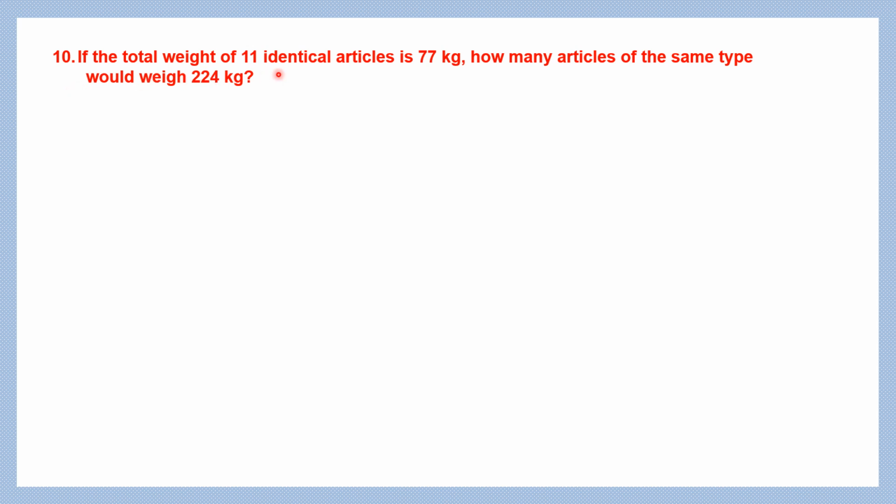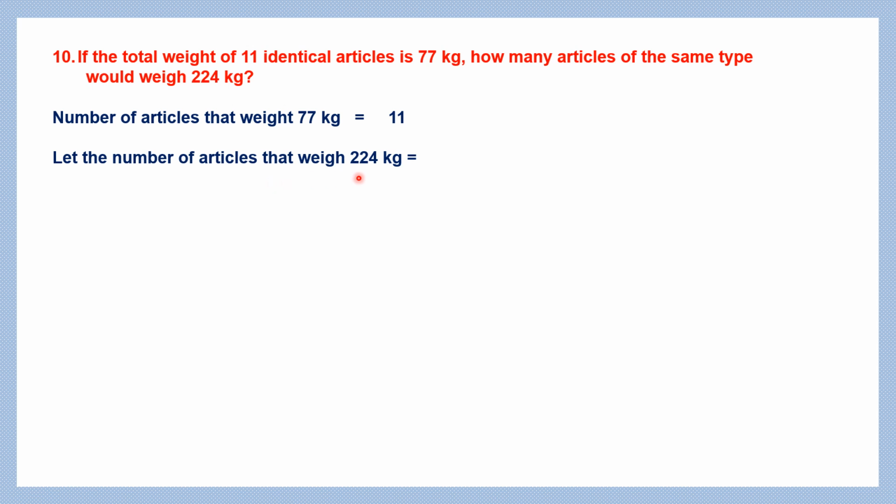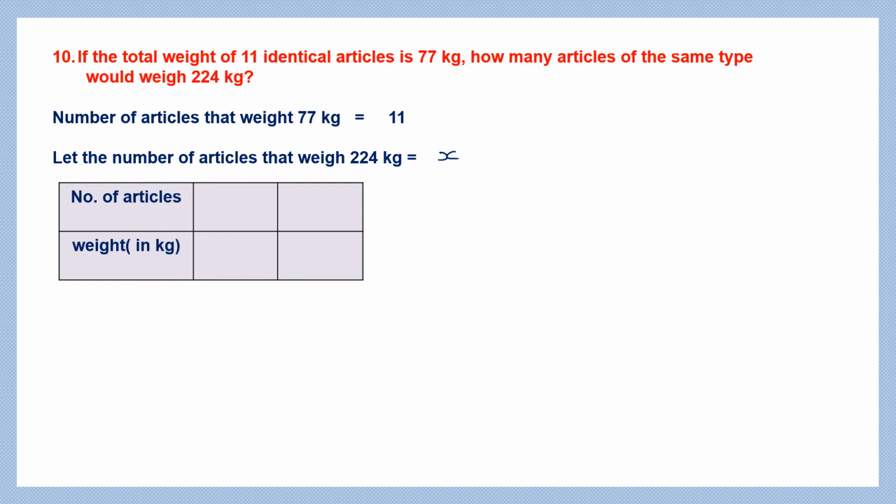Question 10. If the total weight of 11 identical articles is 77 kgs, then how many articles of the same type would weigh 224 kg? So number of articles that weigh 77 kgs is 11 articles. Then let the number of articles that weigh 224 kg be considered to be x. Let's make our tables. So we have number of articles and weight in kg.